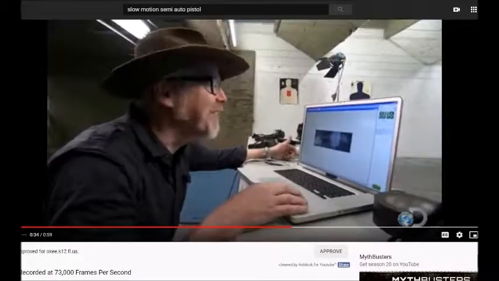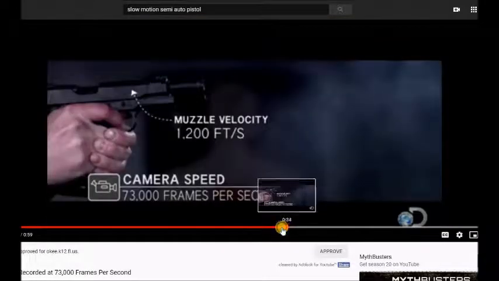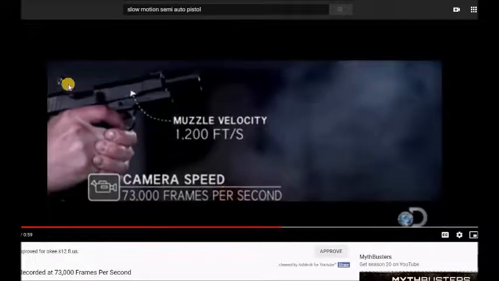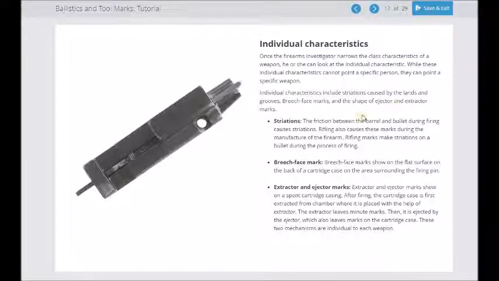Okay. Now, did you see? Let's go back just a touch. Whatever, Jamie. Did you see that the casing has now been ejected out of the ejector port? Okay. That's going to leave marks. So now there's lots of marks on that bullet that came out and on that casing that can match to this gun. Okay. And so that's a lot of what happens in ballistics.